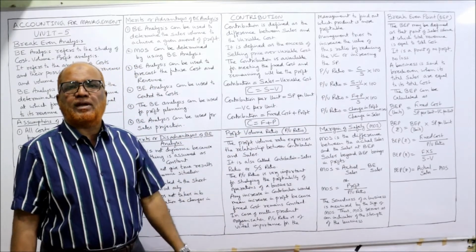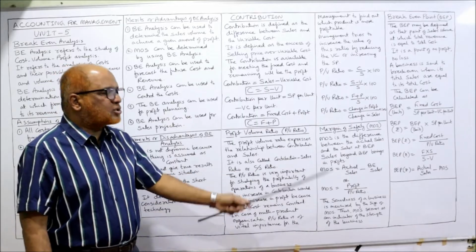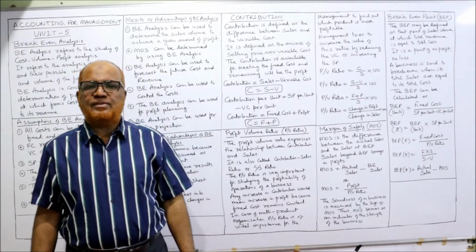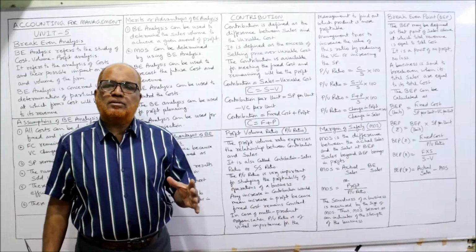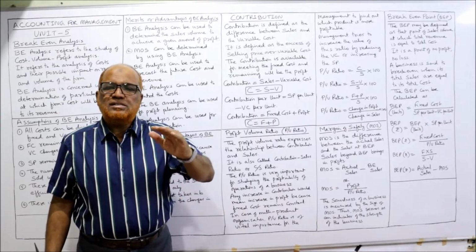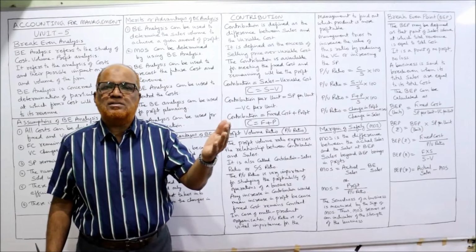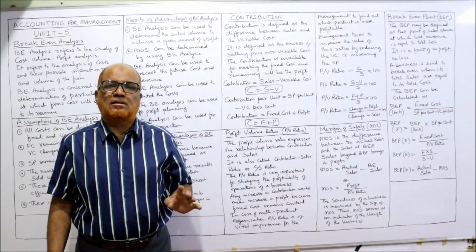So these are the formulas for calculating PV ratio. Next concept is margin of safety. Very important. Margin of safety is the excess of actual sales over break-even sales.